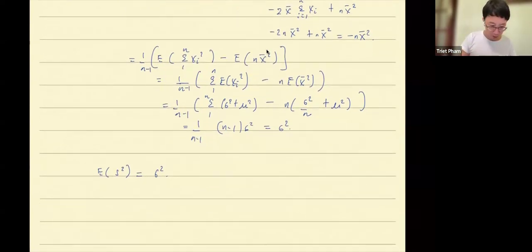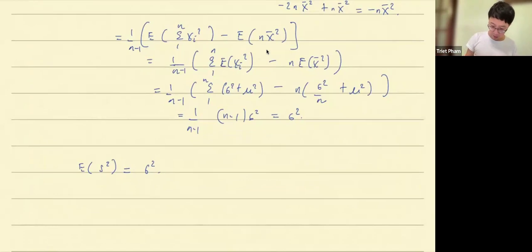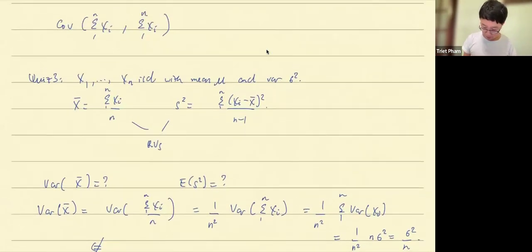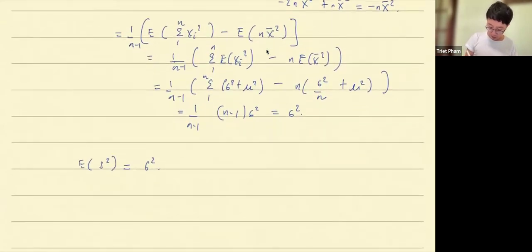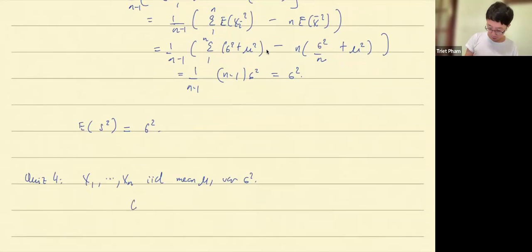Okay, so last problem of the day, quiz 4. This is also a well-known result in 4A1 in statistics. So if you have x1 through xn, IID, mean mu, variance sigma squared, show that the covariance of xi minus x bar and x bar is equal to 0.